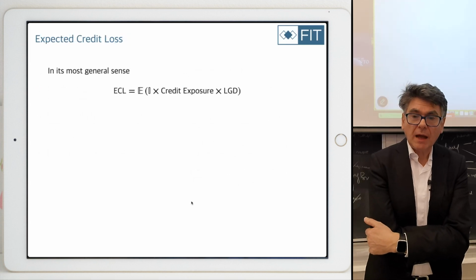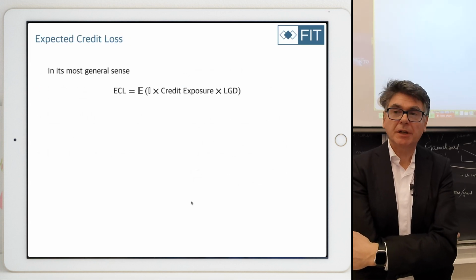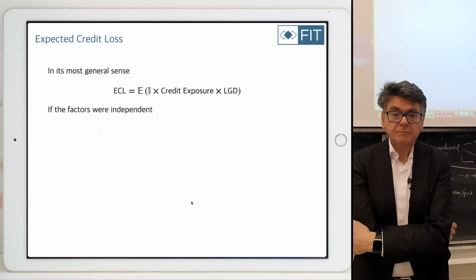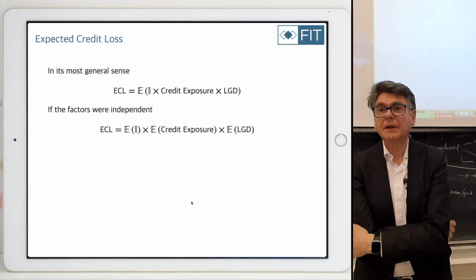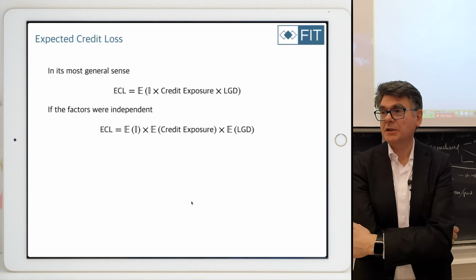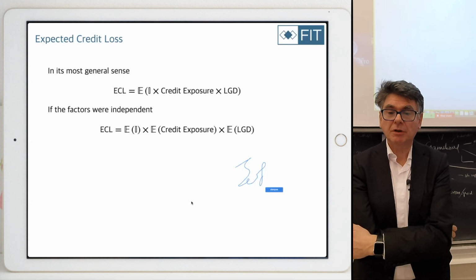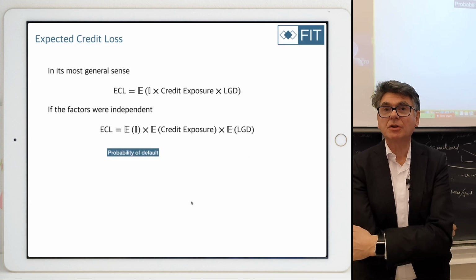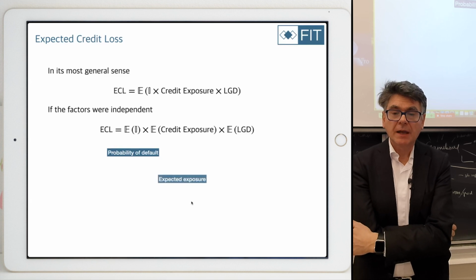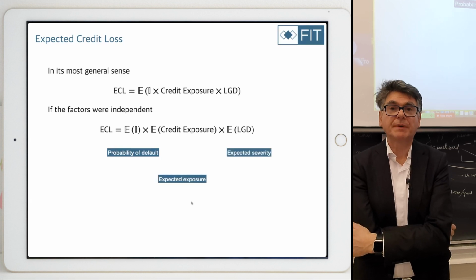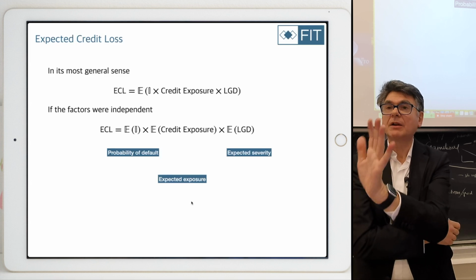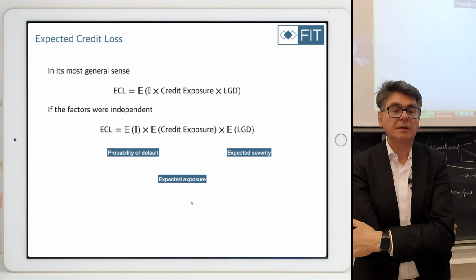Okay, so in the most general sense, the expected credit loss is the expectation of my credit loss random process. Let's assume that the factors were independent. If the factors were independent, then the expected credit loss would be the what? The expectation of each of those. Since they're independent, the expectation of the product is the product of the expectations. So in that case, the expectation of my default process is the probability of default. We already saw that. That will be the expected exposure, and then I would have the expected severity. So there I would get that table from Altman, and I'll say, well, where am I here? Okay, so that's my expected value, and that would be it. That's a very fast way to get my expected credit loss.